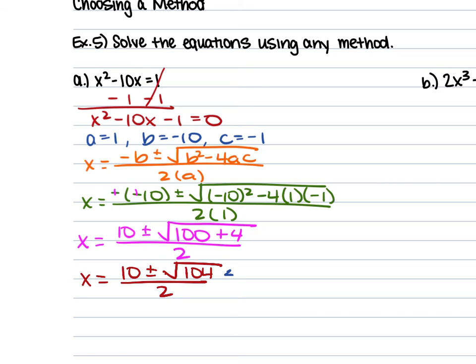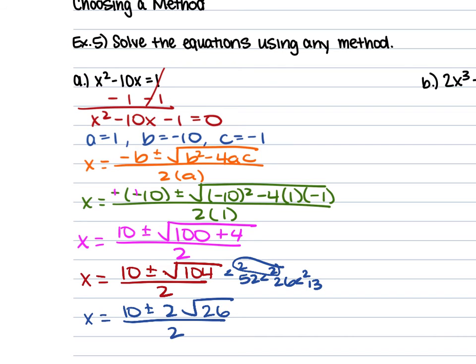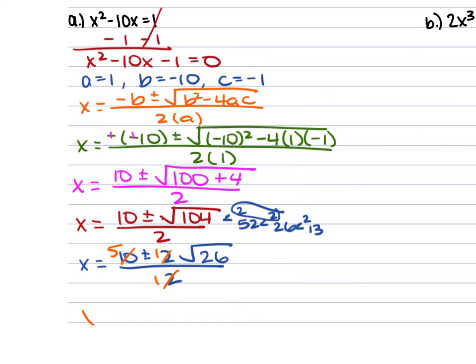That 104, you can divide it by 2 and you get 52. 52 is 2 times 26. 26 is 2 times 13. We're looking for pairs of 2, which you have to choose here. So this just simplifies to be x is equal to 10 plus or minus 2 square root 26 all over 2. You can then simplify this. The 2's become 1's, making the 10 a 5 as well. So it's just x is equal to 5 plus or minus the square root of 26.